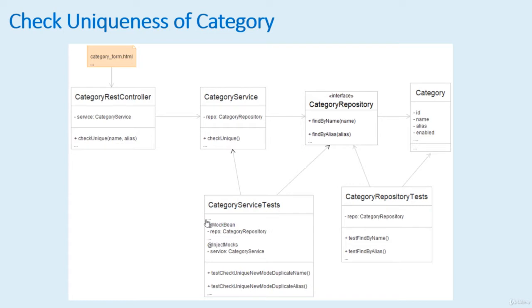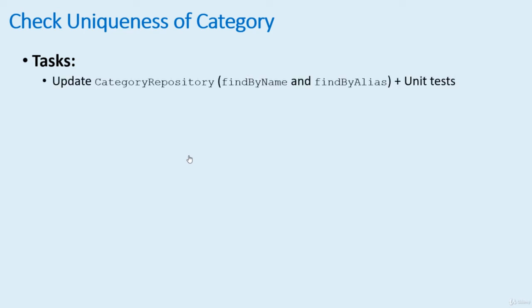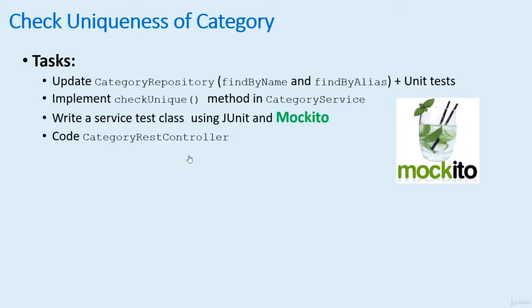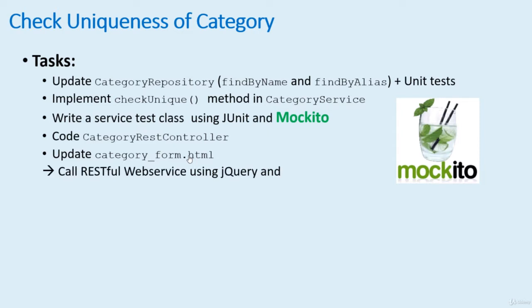And in the controller layer, we will create a new category REST controller that exposes a RESTful web service to be called by the client in the category form. So we need to do the following tasks in this lecture. Firstly, we need to update the category repository interface plus a couple of unit tests, and then we implement the checkUnique method in the category service class, and then write a service test class using JUnit and Mockito, and then code the category REST controller class, and then update the category form to call the RESTful web service using jQuery and show a warning message with a Bootstrap modal dialog.